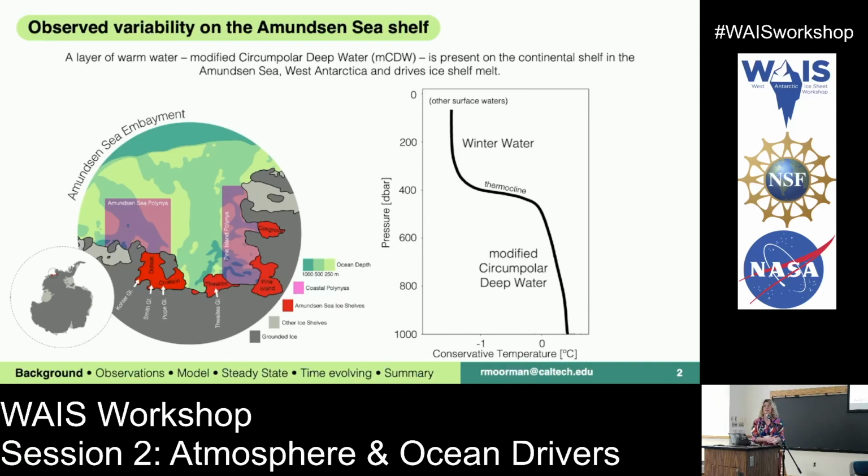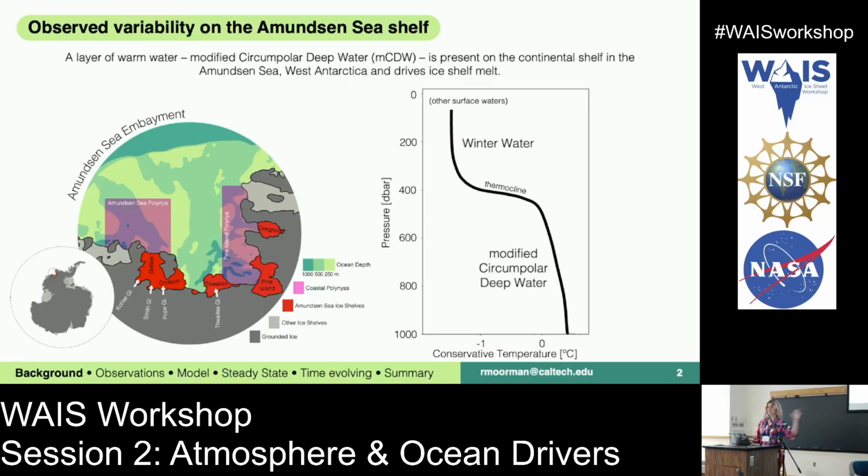So on the right here, since I know that we have a lot of people in the room who are not oceanographers, I've got a little example of a temperature profile we might expect in the West Antarctic Ocean region, where essentially you've got a layer of warm water that's actually salty, so it's sitting at the base of the water column, which is our modified circumpolar deep water. And then that warm water is separated by a thermocline from winter waters, which are cooler, fresher waters associated with sea ice processes from preceding winters.